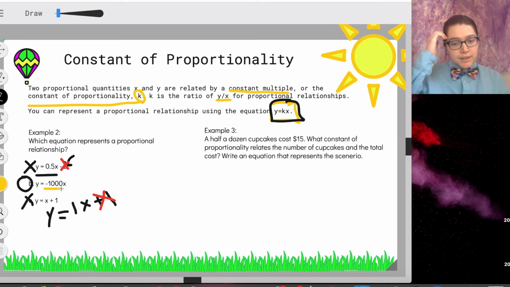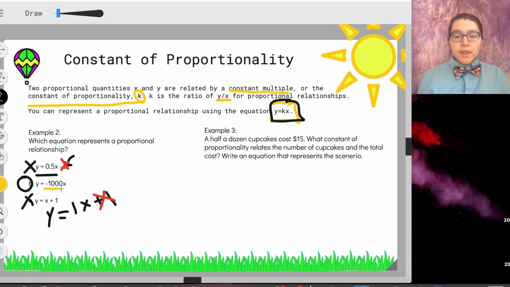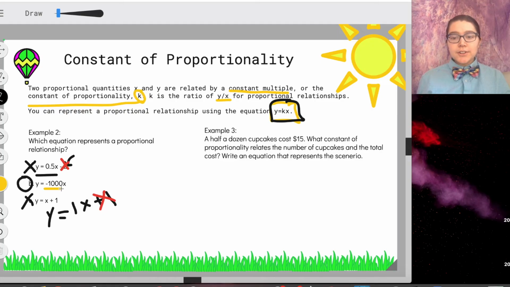All right, great. Now let's look at example 3. Half a dozen cupcakes cost $15. What constant of proportionality relates the number of cupcakes and their total cost? Write an equation that represents the scenario. Okay, so they didn't give us a table, but we do have all the information we need. So first thing we need to do is figure out what is x and y here. We have two quantities, the number of cupcakes and the total cost.